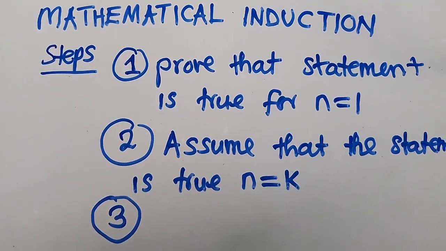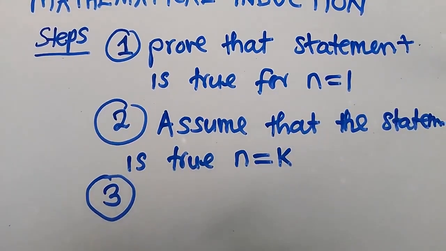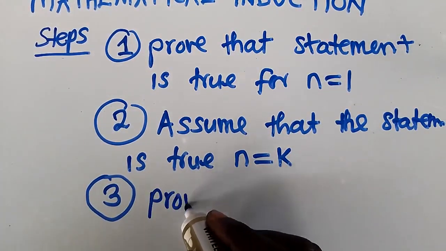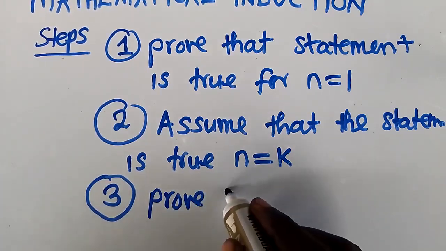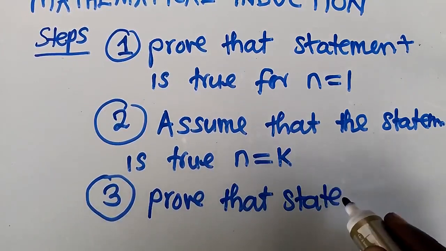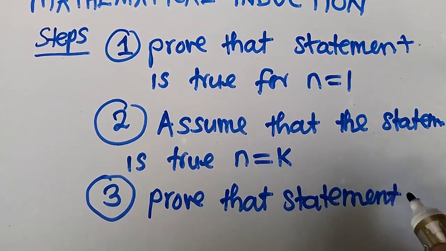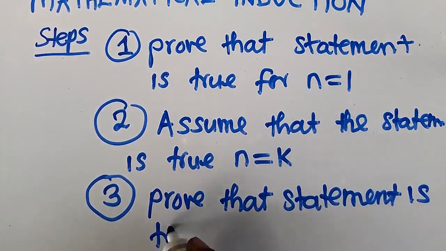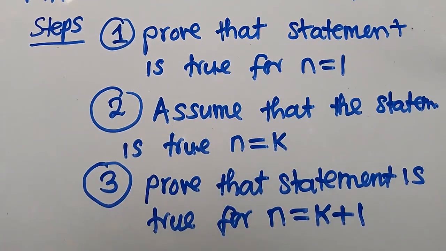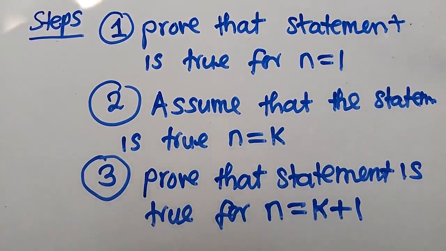In this last step, you also prove that the statement is true. You prove that the statement is true for n is equal to k plus 1. This is what you are supposed to do and understand.